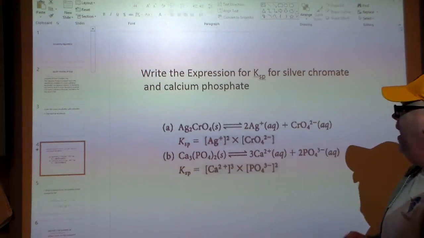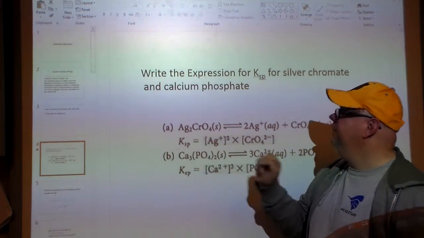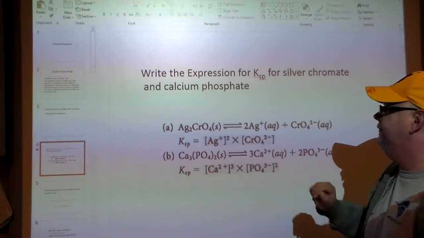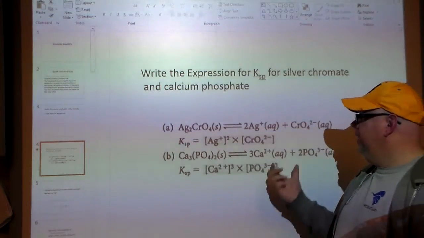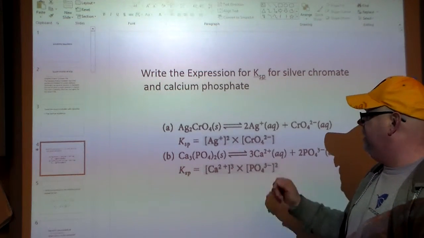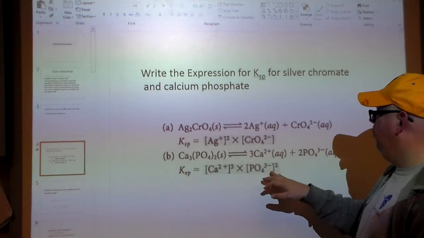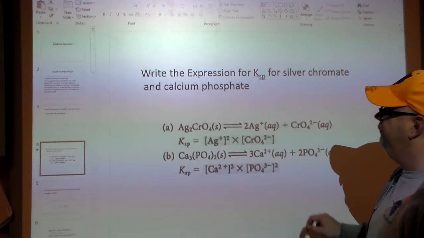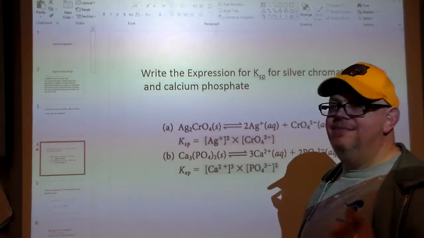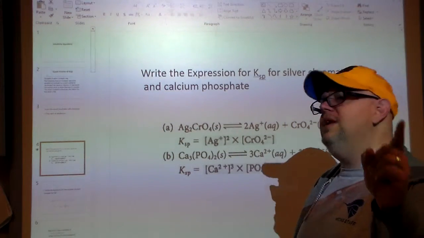When we look at calcium phosphate, on the other hand, we know we've got 3 calciums and 2 phosphates. So you have calcium to the 3rd because there are 3 calciums, and then PO4 squared because we have 2 phosphates.